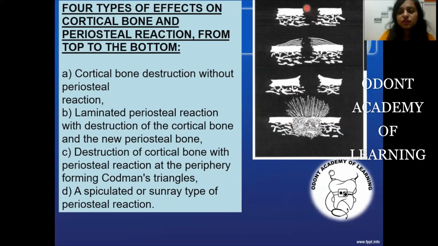Now in the first case, you can see there is no cortication seen here. It is broken. Okay. And there is no periosteal formation. There's no reaction. In the second picture, the cortical plate is broken. Okay. But there is your periosteal bone reaction in the form of lamellae or lines, which gives the appearance of an onion peel. Third picture, you can see that it is slightly lifted up, forming a triangle here. Okay, so this is called your Codman's triangle.